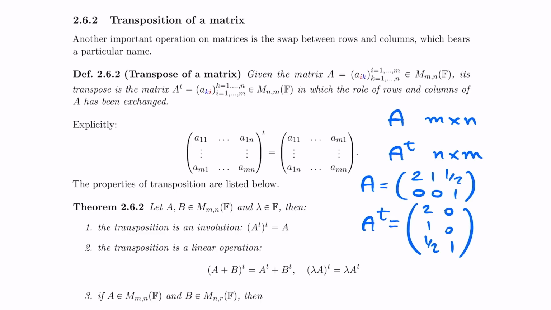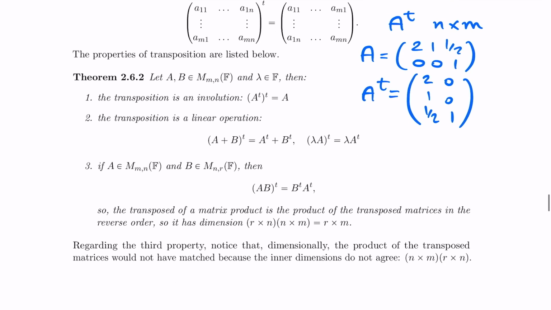Finally, let's list the properties of transposition. The first is that the transposition is an involution. In general, by involution, we mean an operation that repeated twice gives back the original object on which it is applied. In our case, if we apply the transposition two times, we come back to the original matrix, which of course makes sense, because the first transposition exchanges rows into columns, and the second transposition exchanges back columns into rows.